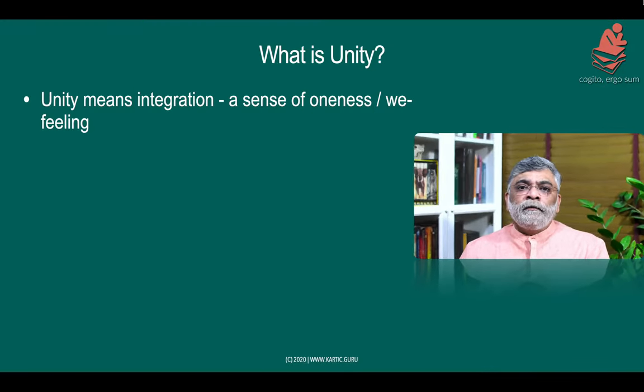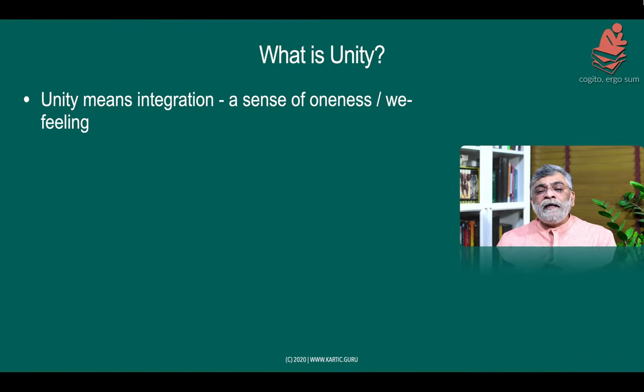Unity in diversity. Now, in spite of all the diversities that we have seen so far, Indian communities share certain bonds of unity as well. And let's see how this has been possible, not now, but since time immemorial. Let's try and understand what we mean by unity first.